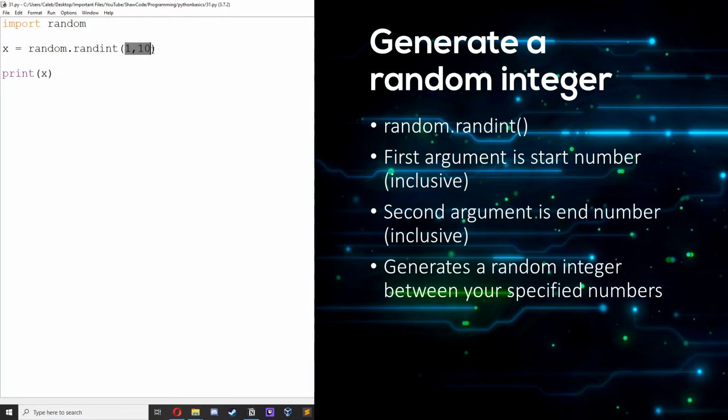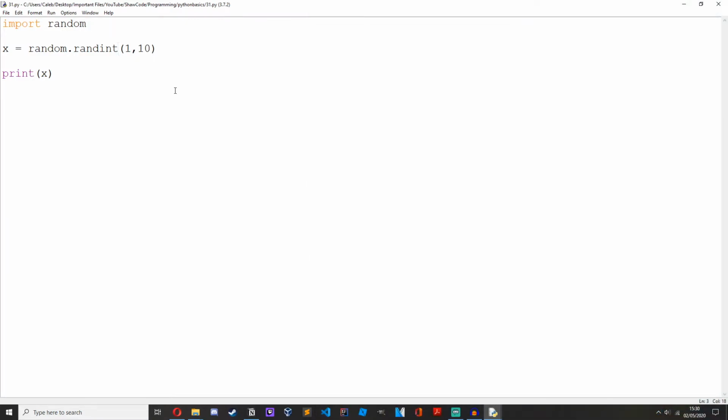So they're both inclusive. What about if we want only the first one to be inclusive and the second one to be exclusive? Well, we can use randrange. This is literally the same as random.randint, apart from the second parameter is exclusive, so you could never land a 10. It would always be 1, 2, 3, 4, 5, 6, 7, 8, or 9.